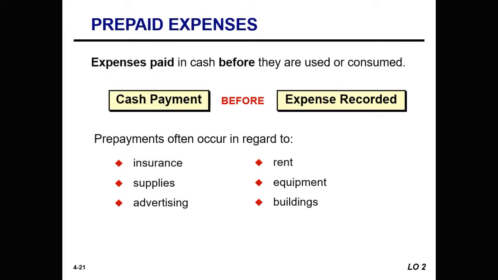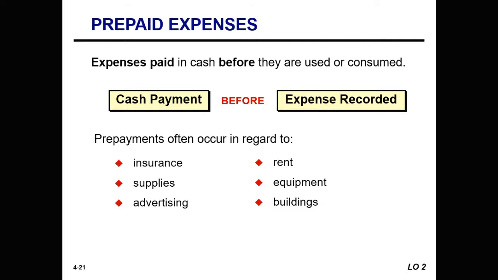Prepaid expenses are paid in cash and are recorded as assets until they are used or consumed. Prepaid expenses are costs that expire with the passage of time or through use. So we go out and we pay for something today, but it's going to provide us with some type of benefit for longer than one accounting period. That is a prepaid expense.